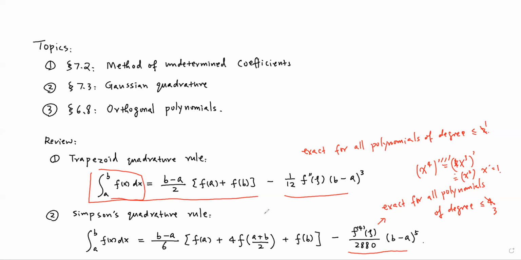Because of this observation, a quadrature rule is exact for some polynomials. This observation motivates a second new approach for deriving quadrature formulas for an integral. Okay, this is what I want to tell today: a method of undetermined coefficients. This is a new method.